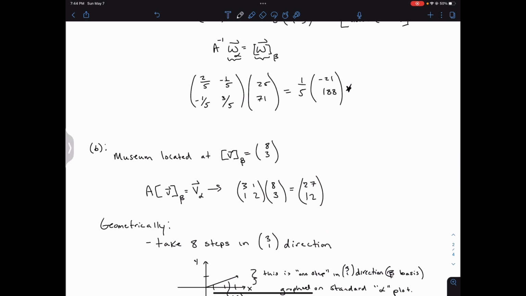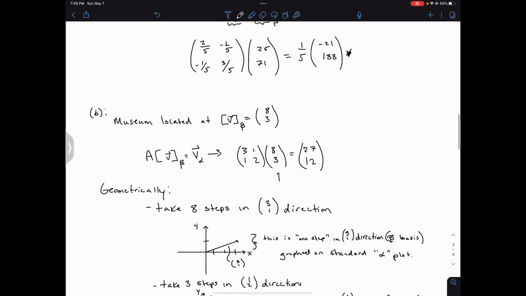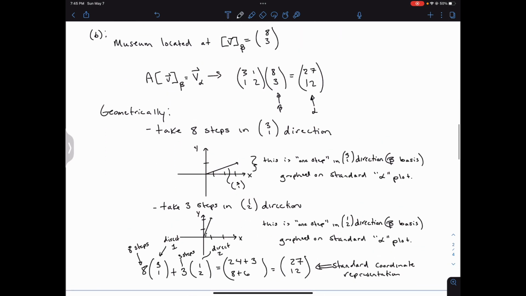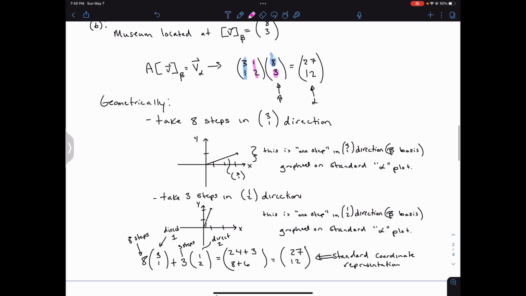Part B says that in our new basis, consisting of the 3, 1, and 1, 2 vectors, our coordinates are given by 8, 3. So we can apply A and do this matrix multiplication again, because if we apply A to a vector that is in our beta basis, we get our standard basis vector. So this is in the beta, and the output is alpha in the standard coordinate system. If we think about this geometrically, we take 8 steps in the 3, 1 direction, and we take 3 steps in the 1, 2 direction.